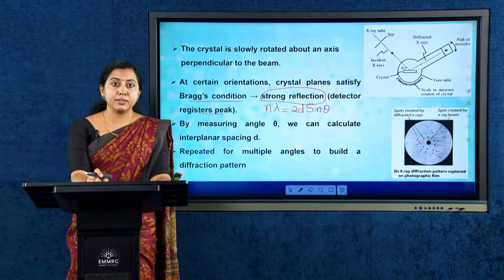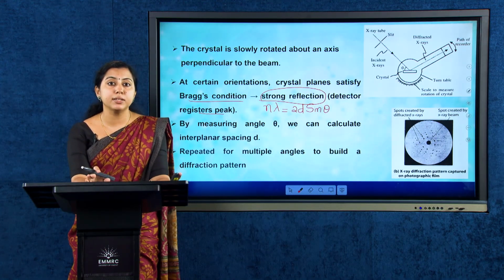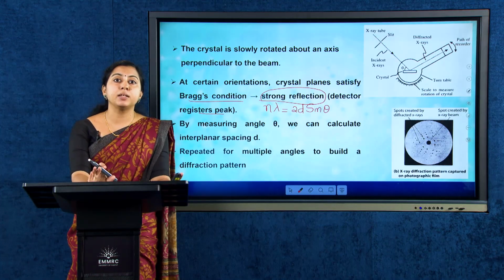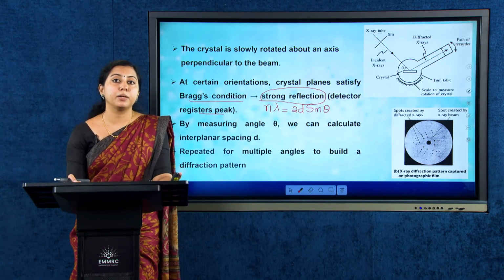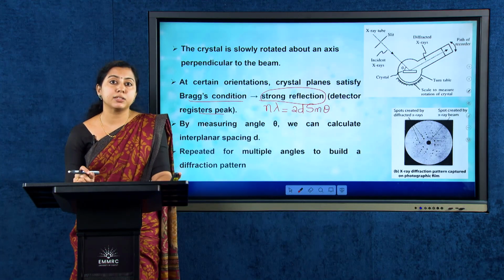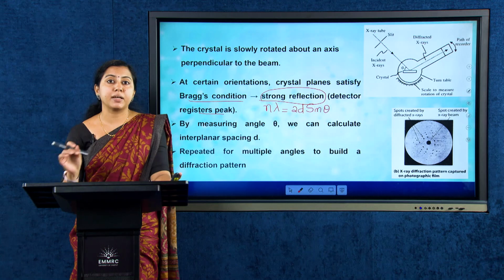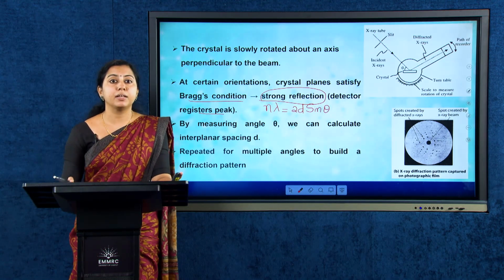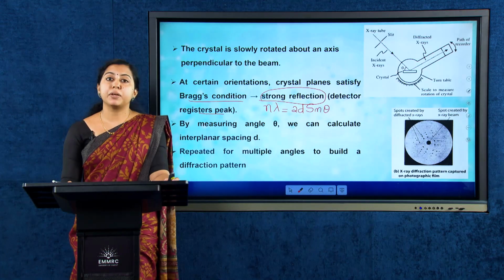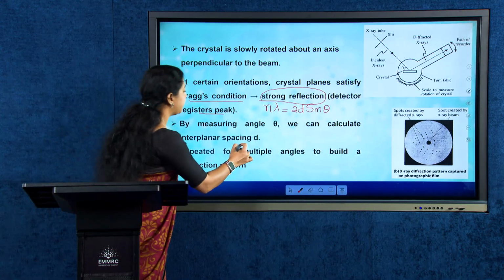some crystal planes satisfy the Bragg's condition, that is n lambda equals 2d sin theta. Satisfying the Bragg's condition means there will be constructive interference happening, and constructive interference means there will be maximum intensity of the reflected beam. The maximum intensity of the reflected beam will get detected by the detector. So, by measuring the angle theta, we can calculate the interplanar spacing d.